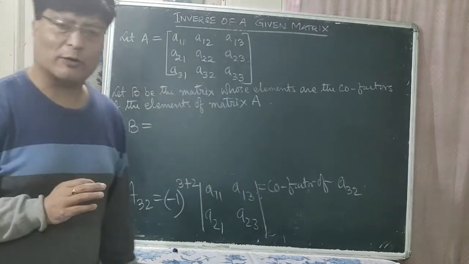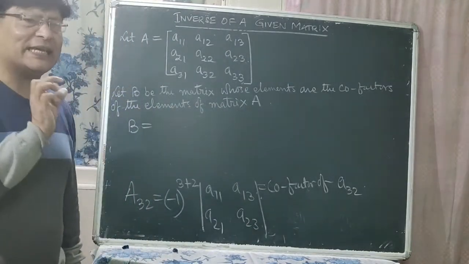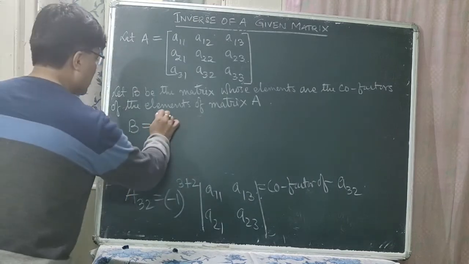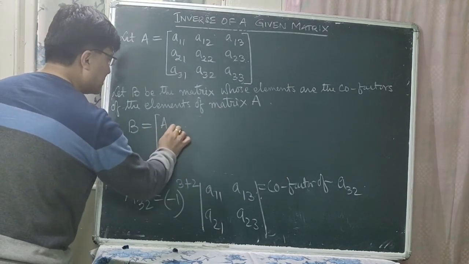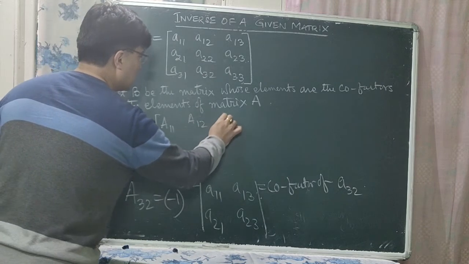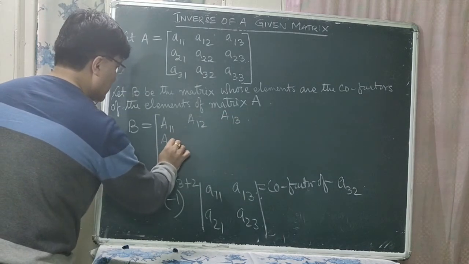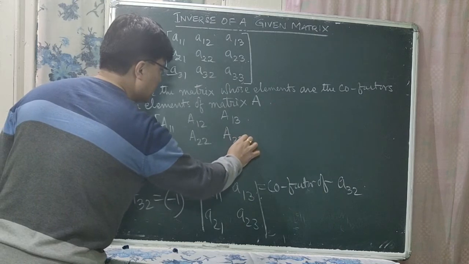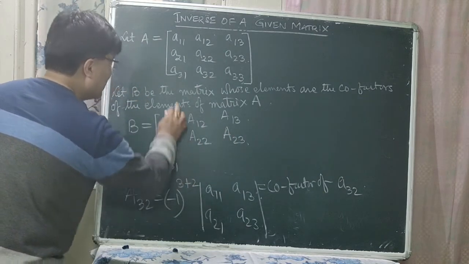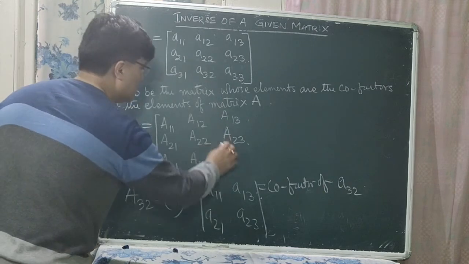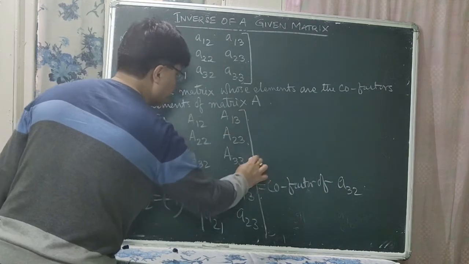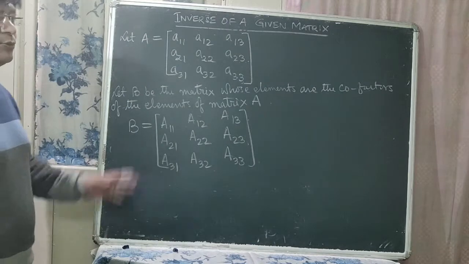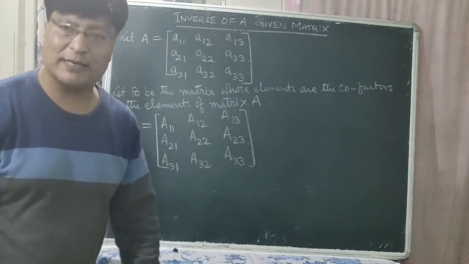Now we are forming matrix B, in which each and every element will be the cofactor of the elements of matrix A. That is, we have represented it by capital letters A11, A12, A13, then A21, A22, A23, then A31, A32, A33. Clear? So this matrix B is the matrix whose elements are the cofactors of the elements of matrix A.